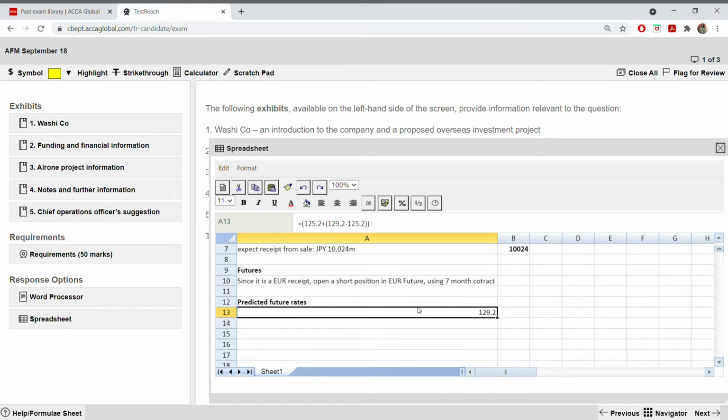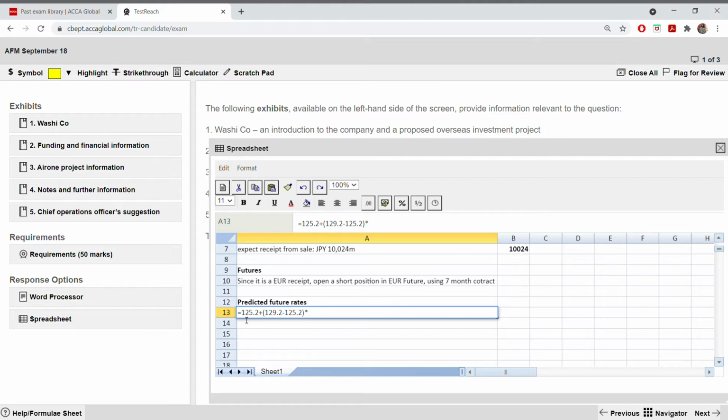Don't put the bracket here. So the difference between the spot minus the opening future price, multiply by, you have to multiply it by what?